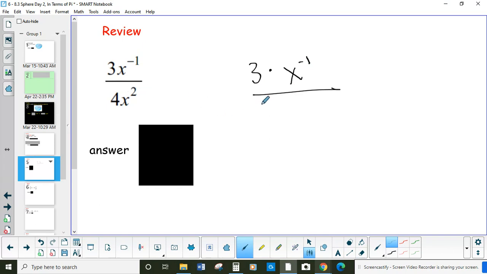And down here, 4x squared means 4 times x squared. In other words, that 4 is not squared. Now, if it was written like this with parentheses, then the 4 is squared and the x is squared, but here, only the x is squared. So basically, we have the fraction 3/4.